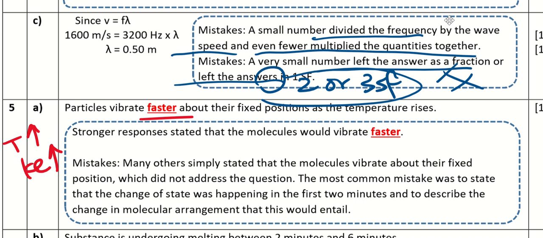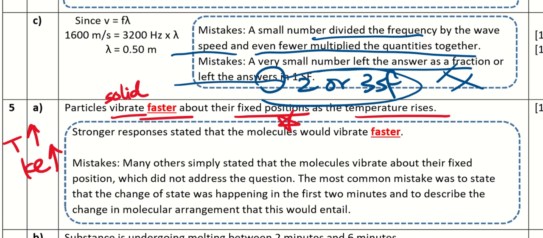Therefore, I need to talk about their kinetic energy in the kinetic store, energy in the potential store. But for particles, they are just by themselves. So the particles possess energy. They have kinetic energy, they have potential energy. So when I'm talking about particles, I drop the store. Come back to this. The particles vibrate. When can I use vibrate? It's only for solid. They vibrate faster about their fixed position as the temperature rises.